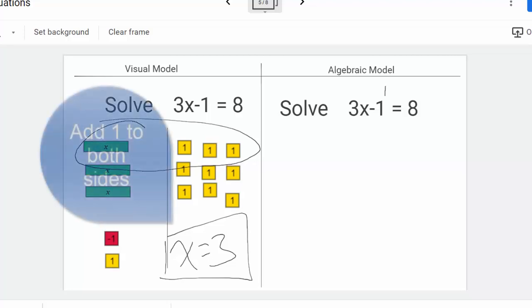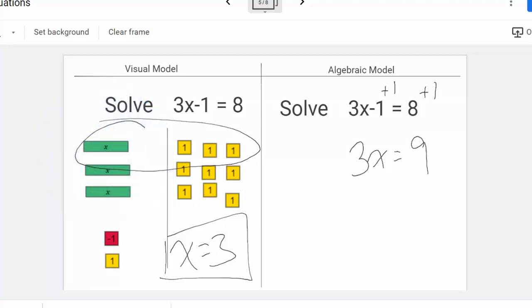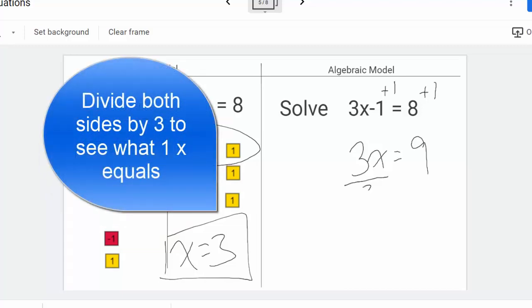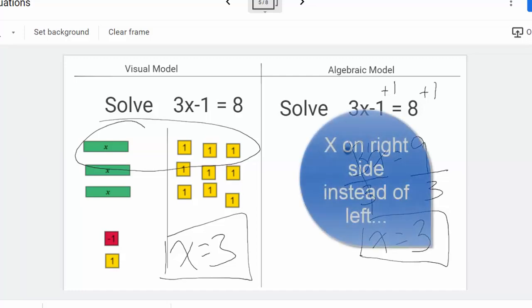Similarly, on the algebraic one, I've got 3x minus 1 equals 8. Remember, I'm going to add 1 to both sides. And now I'm left with 3x equals 9. And keep the equal signs lined up, one equal sign per line. I'm going to divide both sides by 3 because I want to divide it equally between the 3 different x's. And when I divide those out, I'm just left with 1x is equal to 9 divided by 3, which is 3. And again, put a box around it. So again, a two-step problem: we add 1 to both sides and then find out what each x is, so we're dividing by 3.